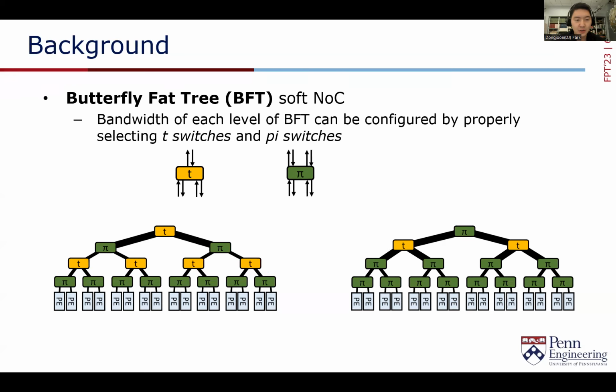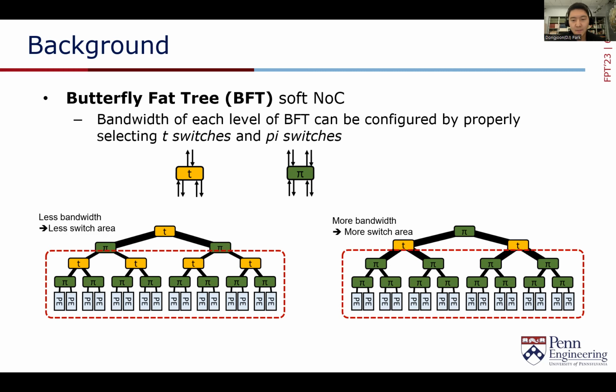So let's say you want to increase the bandwidth in this level. What you can do is locate pi switches in this level so that there is more bandwidth in the level we wanted. However, pi switches are more expensive than T switches, and the BFT on the right uses more switch area than the BFT on the left.